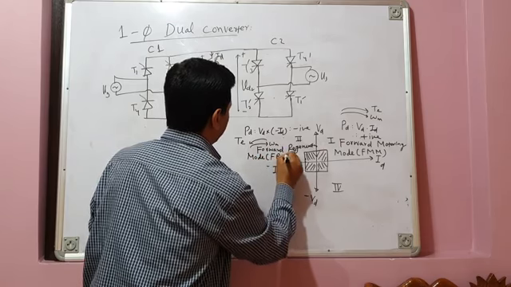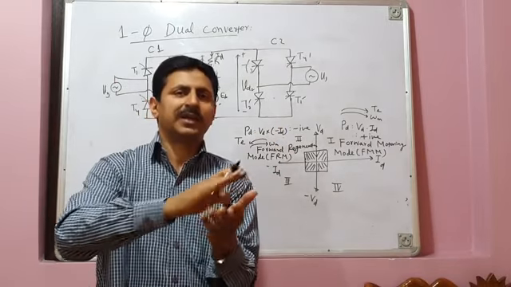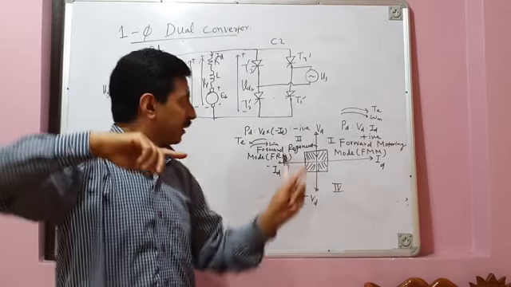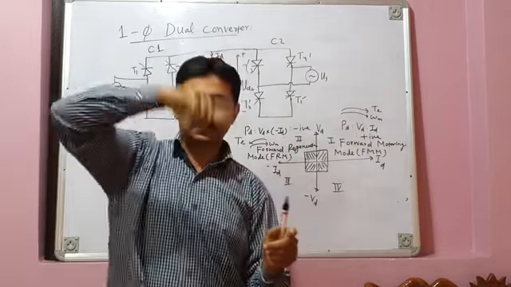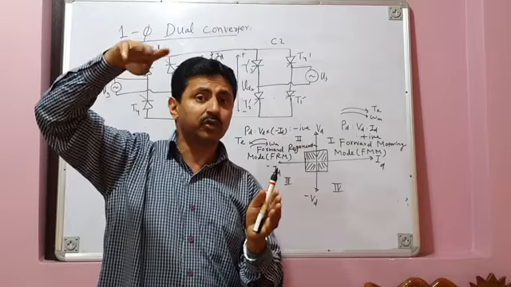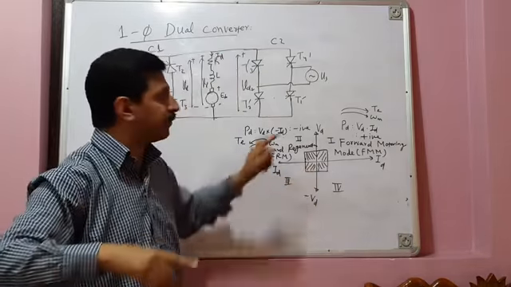FRM, forward regeneration mode. And once the machine has stopped, it has come to a stop. Now it is time for the machine to run in the opposite direction. See, in the first quadrant, forward motoring mode, it was acting as a motor, running at full speed in one direction. Then you have to run it in the opposite direction, but first you have to stop it. So therefore you go from quadrant 1 to quadrant 2.